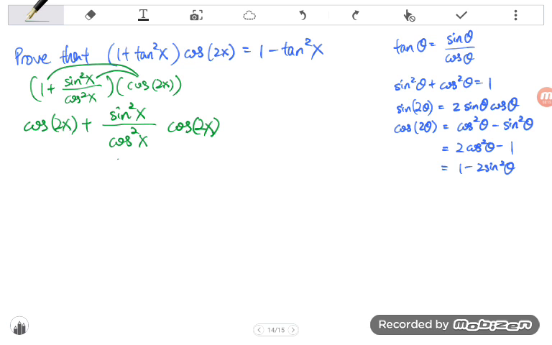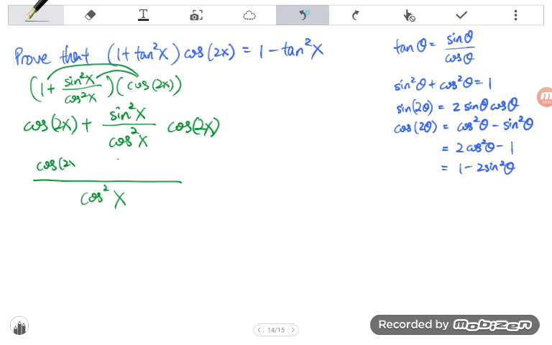Alright, and now let's see what we can do here. I am going to combine them into a big fraction. I'll have cosine squared x at the bottom. And on the left-hand side, I'm going to have cosine 2x multiplied by cos squared x. And does that bring us any good?